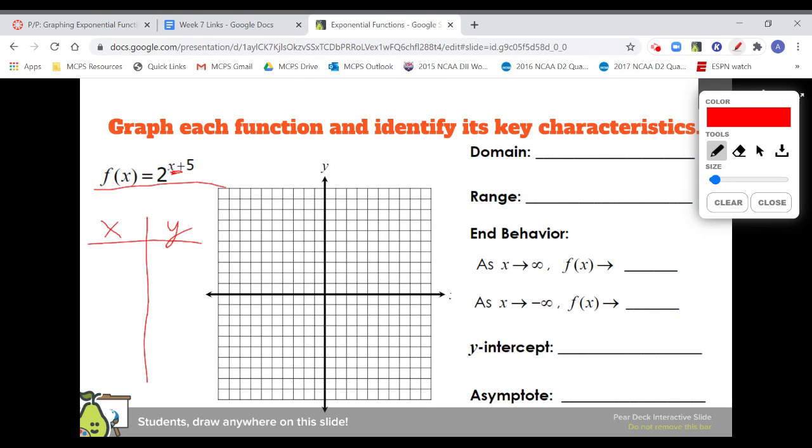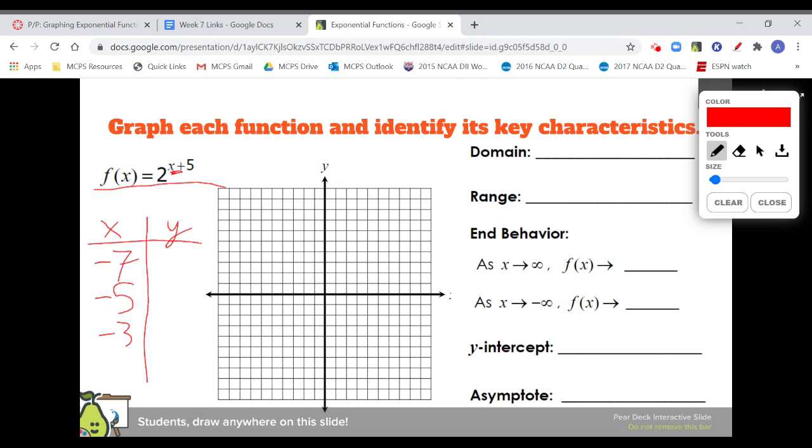So in order to make that exponent -2, I would have to plug in an x value of -7. In order to make that exponent 0, I would have to plug in an x value of -5. And in order to make that exponent +2, I would need to put x as -3. So what I'm doing here is using those 3 x values. Again, I like to look at how I can make the exponent a reasonable number because if the exponent gets really big, you're going to be way off the top of the graph or way off the bottom of the graph.